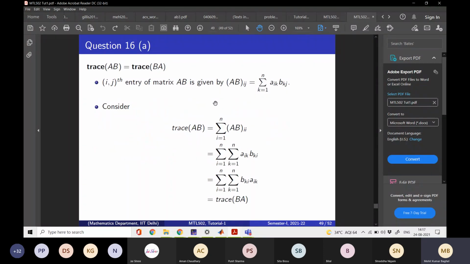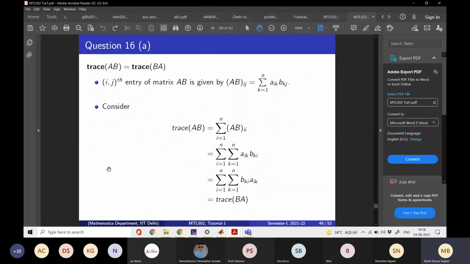Keep in mind how they commute. Sorry, repeat, say it again. How they commute every time. How they commute? You are asking about a_ij, b_ki, how they commute? Yes. Because the entries are scalars.